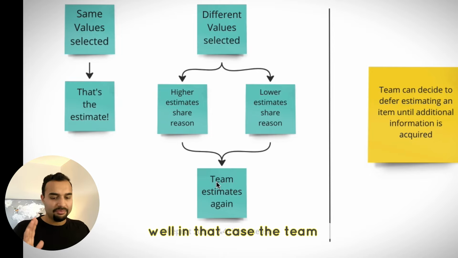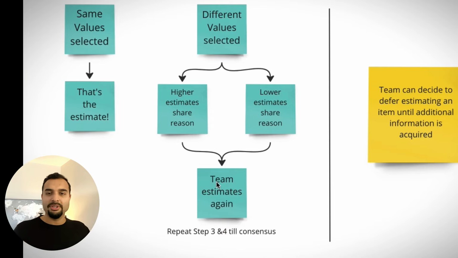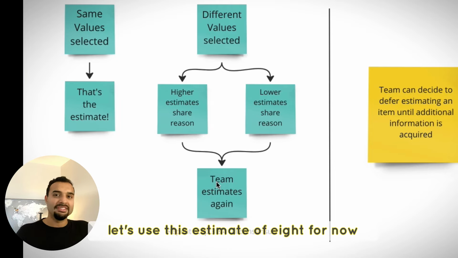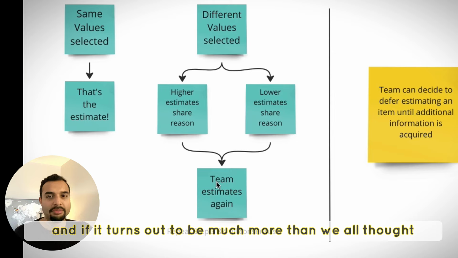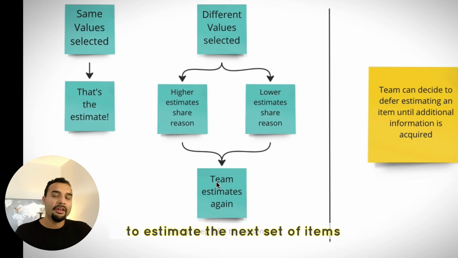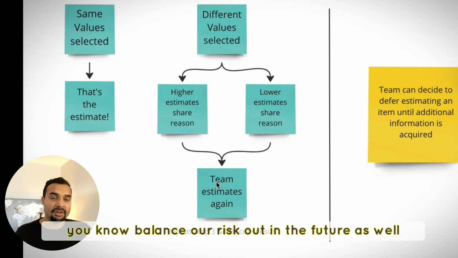Well, in that case, I've also seen that the team can actually choose to say, well, just trust us on this one. Let's use this estimate of 8 for now. And if it turns out to be much more than we all thought, then we can use this as a relative point to estimate the next set of items. And that'll help us balance our risk out in the future as well.